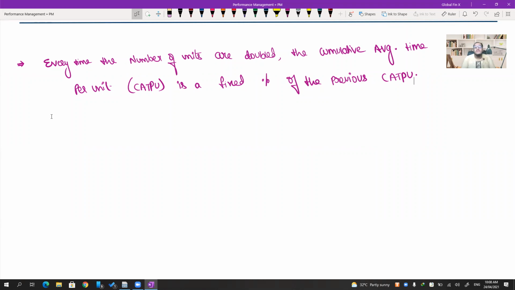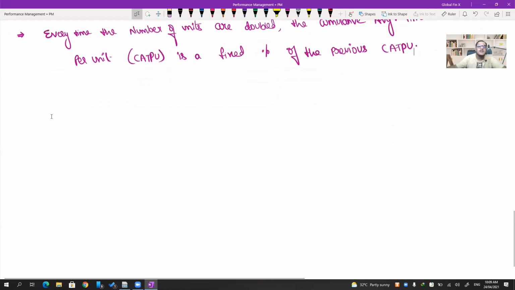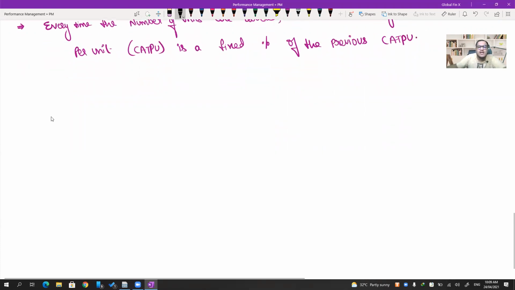Okay, so every time the number of units are doubled, the cumulative average time per unit will be a fixed percentage of the previous cumulative average time per unit. So how exactly do I understand this statement? Okay, look at this, ma'am. For example, the number of units and cumulative average time per unit I am giving you, and then we can calculate the total time.